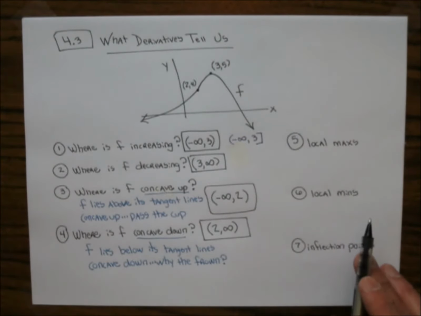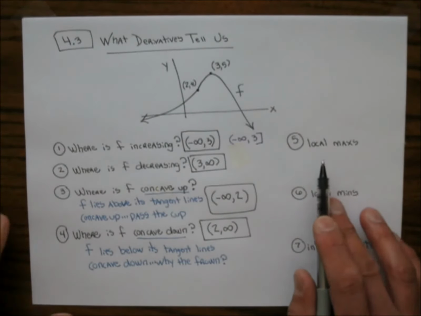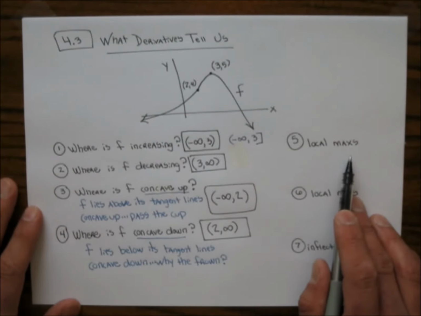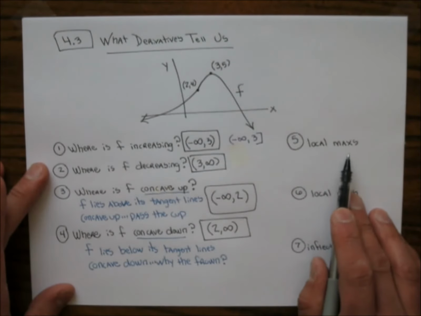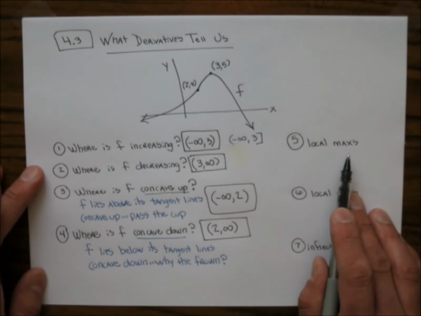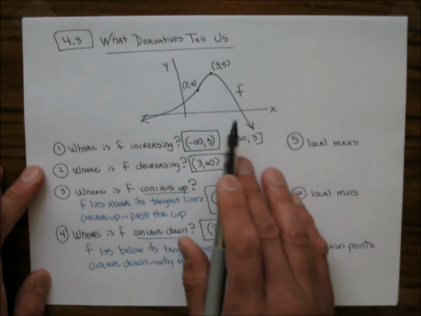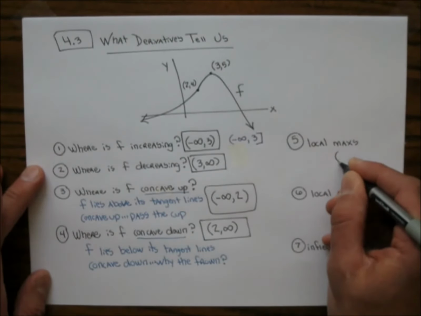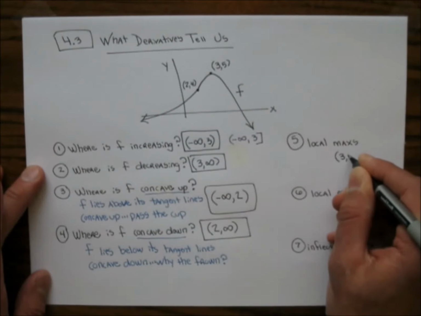Now here's something we have here: local maximum, or local maxima. I'll just say local maxes. Those are tops of hills, and they have to be interior points. And we do have a local max at 3, 5.